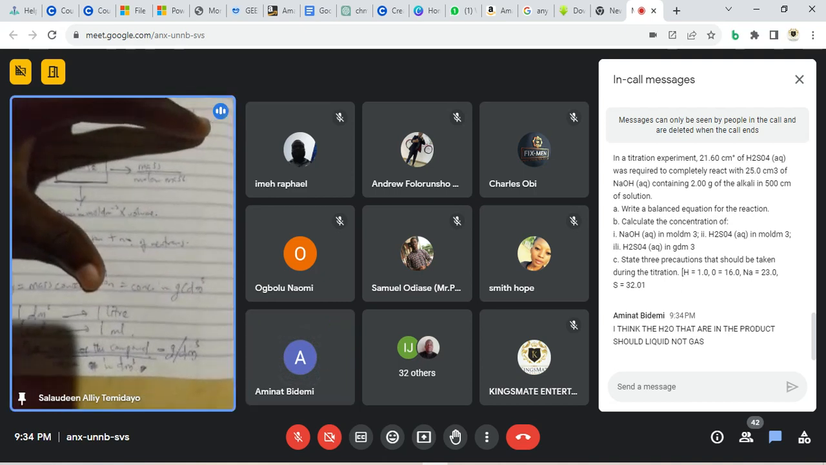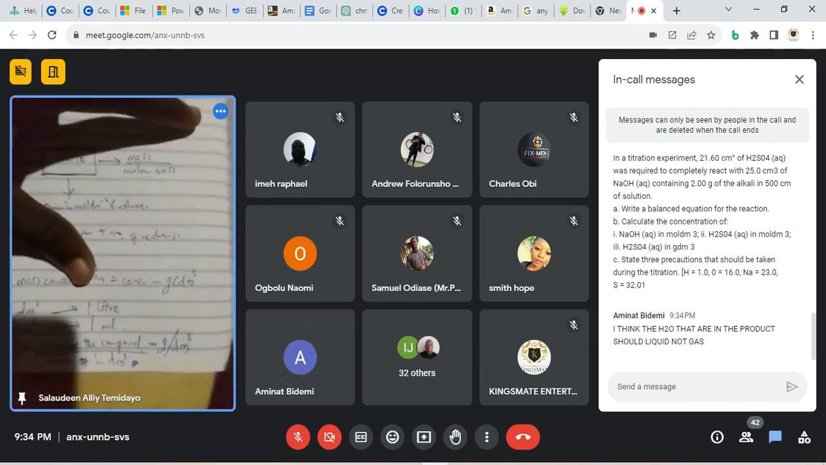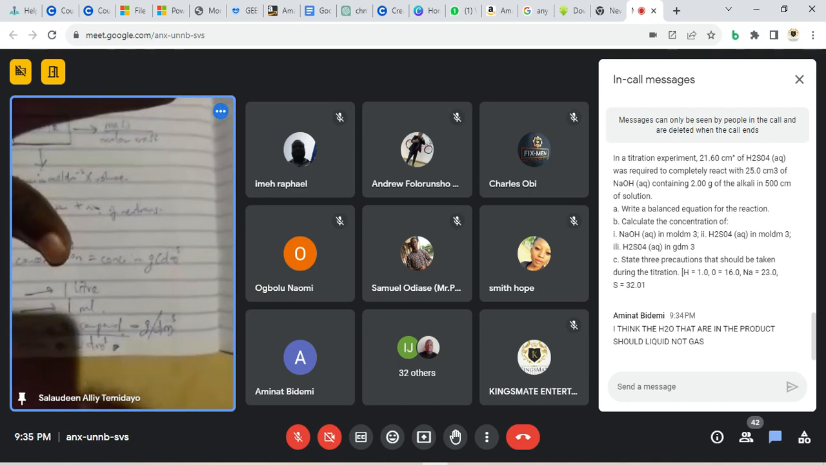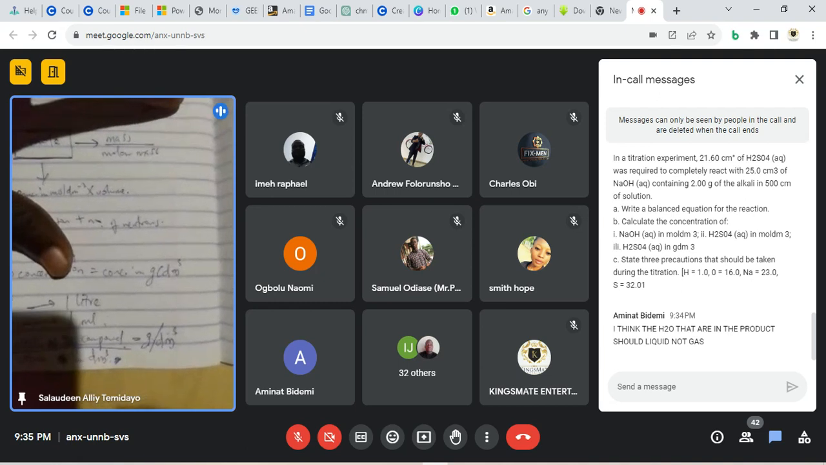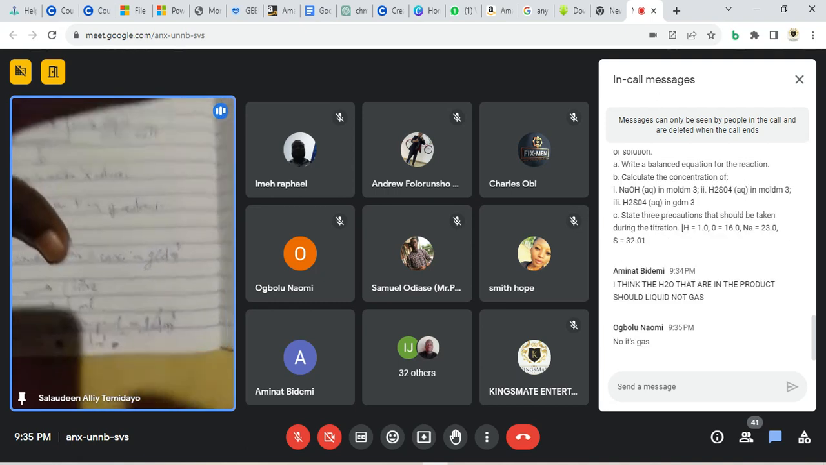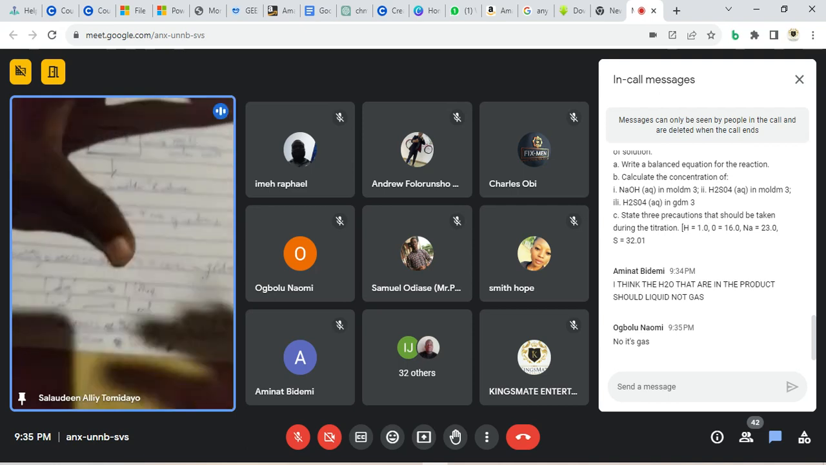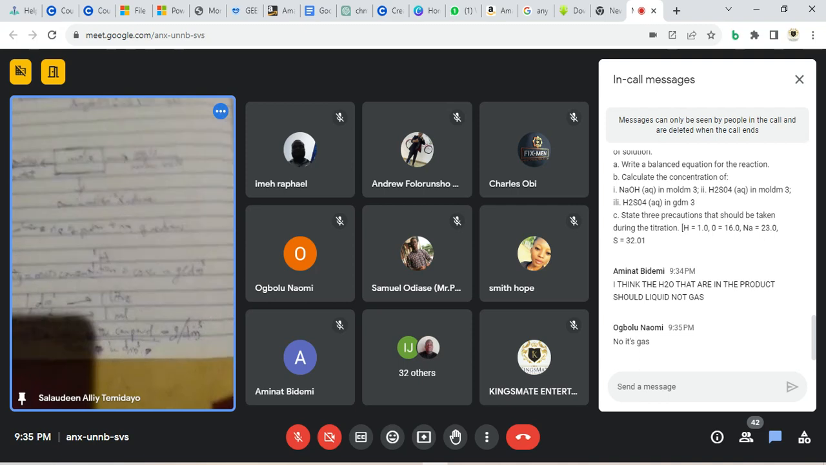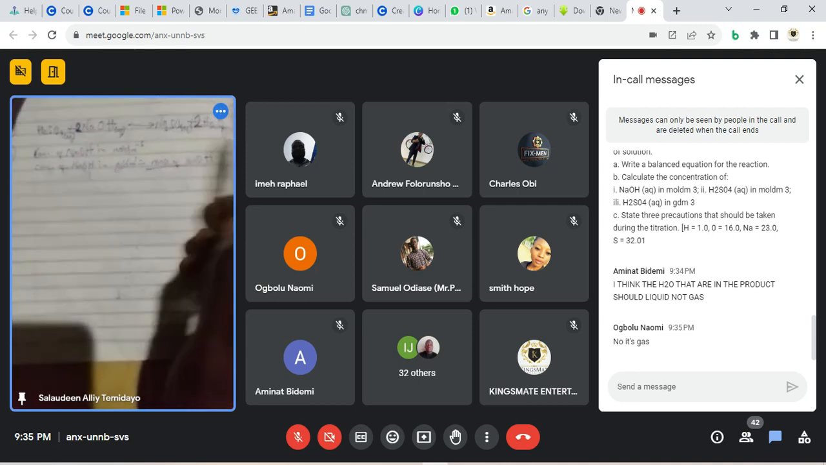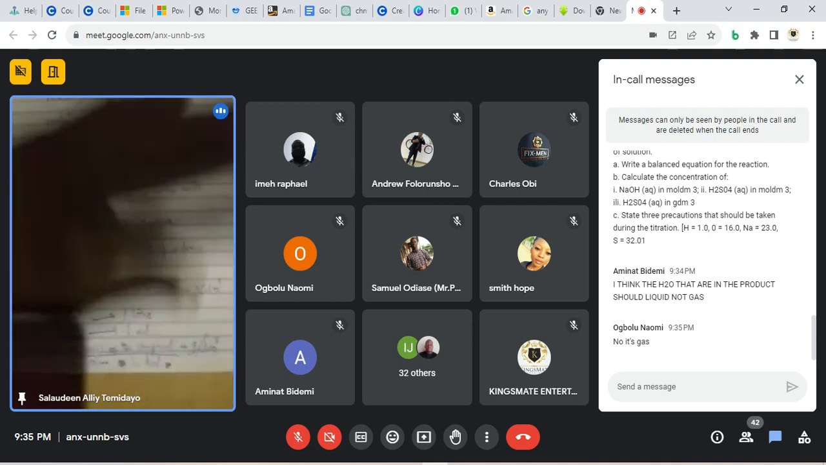What did you say? The H2O? I think this thing is covering it. The H2O that is the product should be liquid? No, because this one is steam, it's not liquid. The H2O is gas, it is steam. This one is not water, it is steam that is produced. You can ask about that later. It is steam.